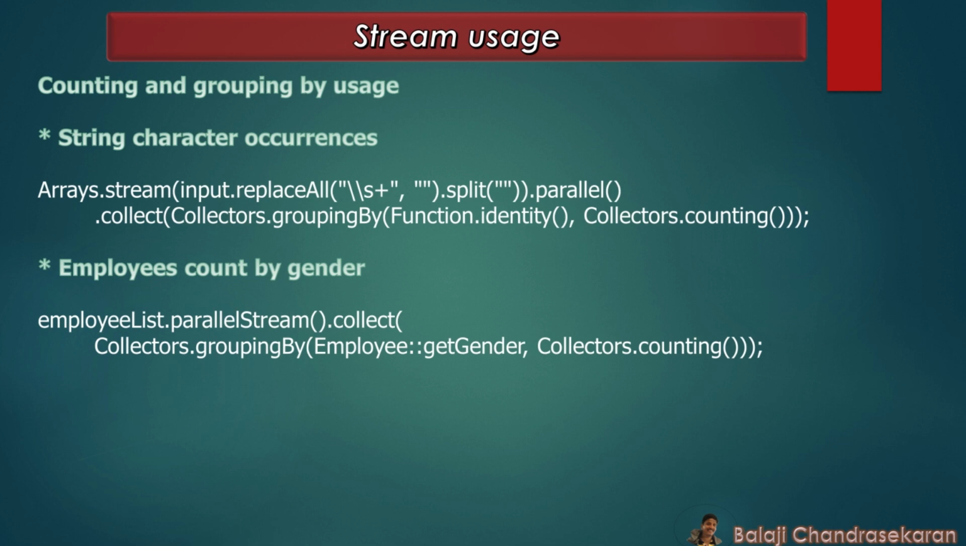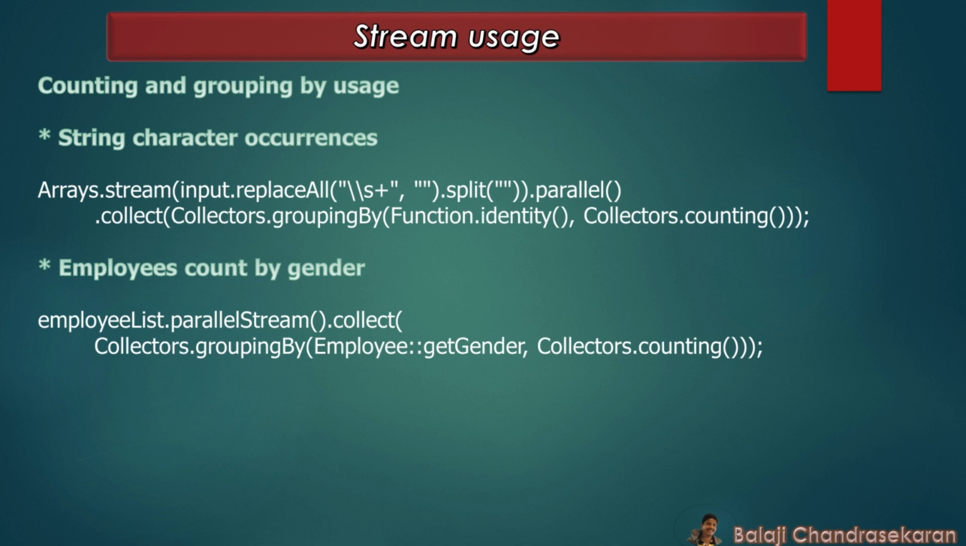The given code snippets use the groupingBy and counting methods in the Collectors utility class. The first code snippet processes an input string by removing the white space characters, splitting it into individual characters, and then counting the occurrences of each character. Let us break it down step by step. The replaceAll method is used here to remove all the white space characters from the input string variable. The split method splits the modified input string into an array of individual characters using the empty string as the delimiter, which ensures that each character is treated as a separate element.